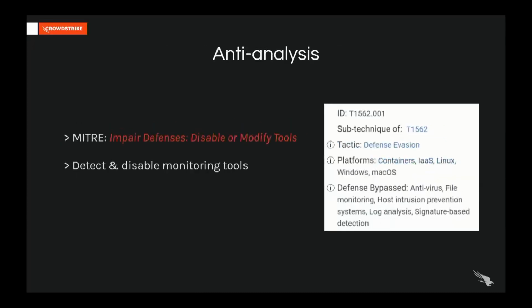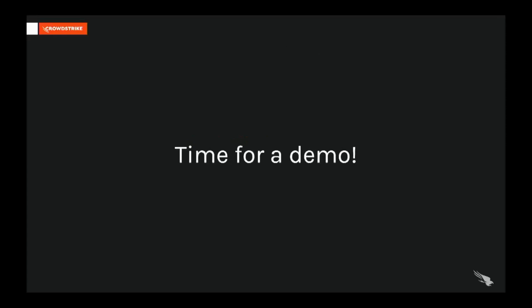We can also do anti-analysis, because once we identify the type of processes running in the system, the malware can say, hey, this monitoring tool, I'd rather not see it running, and then attempt to terminate it using RM shutdown. And it is referred to as impair defenses. So now it's time for a demo to see how it really works.